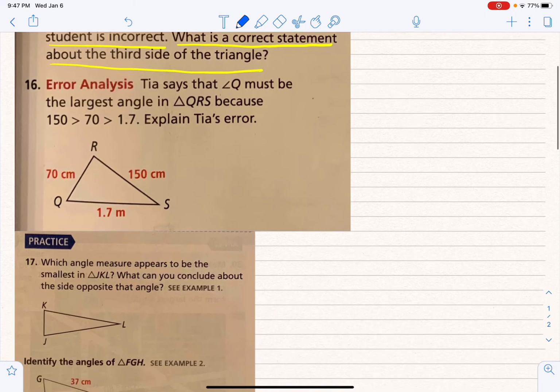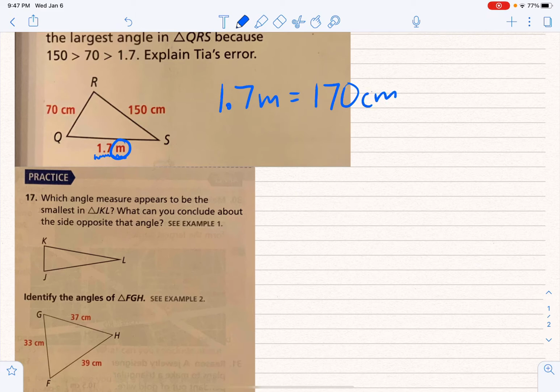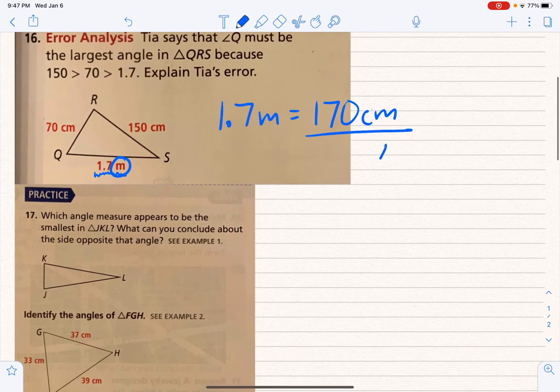All right, number 16. Tia says that angle Q must be the largest angle in triangle QRS because 150 degrees is greater than 70, which is greater than 1.7. Explain Tia's error. Well, Tia didn't pay attention to the units. This says 1.7 meters, and 1.7 meters is equal to 170 centimeters. So that ends up being actually the longest side. So therefore, the largest angle would be angle R.